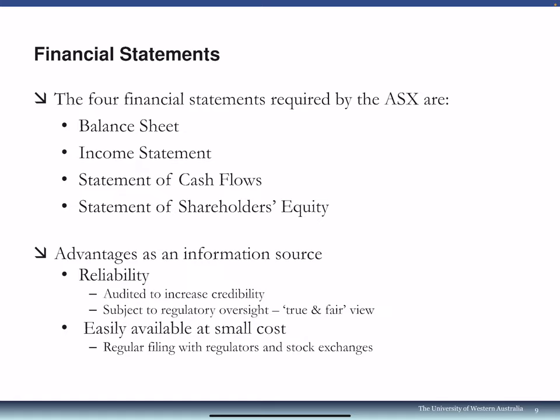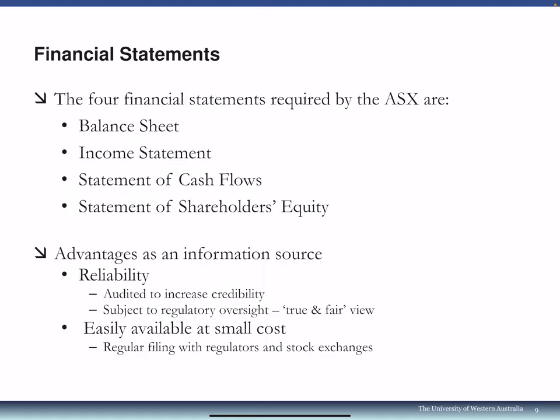The four financial statements required by the ASX are the balance sheet, income statement, statement of cash flows, and statement of shareholders' equity. So what are the advantages as an information source? Comparing with statements or reports that are not audited, these are more credible. Because they are subject to regulatory oversight, they provide a more true and fair view. In other words, a company cannot just describe the profitable activities and hide things that are at a loss. Well, theoretically speaking, they can't, right?